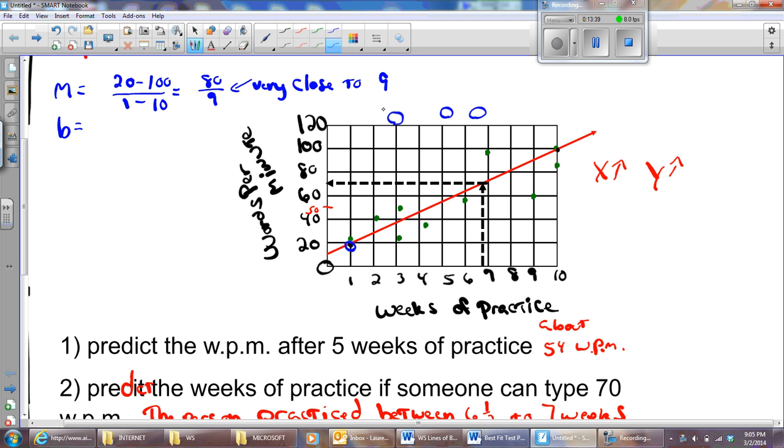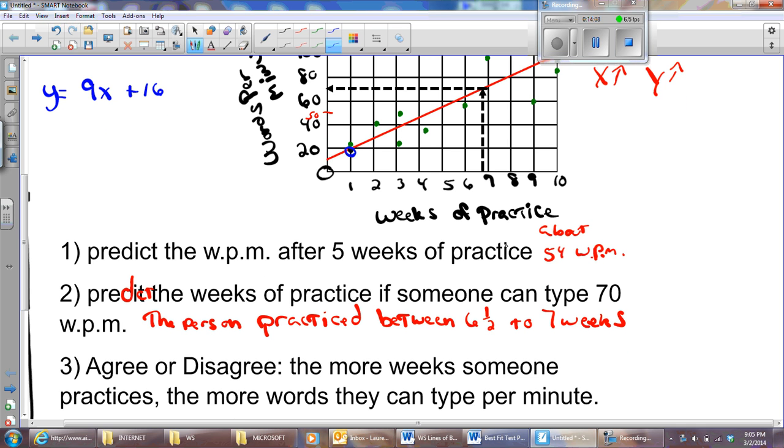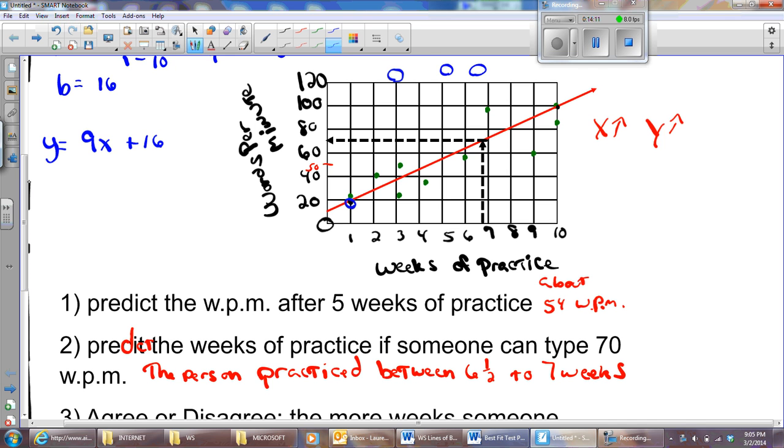Okay, now the y-intercept looks like it might be about 16. And so my equation is y equals, I'm going to use 9x plus 16. Now, this equation can be useful for predicting the words per minute for a number of weeks of study. For example, I said 5. Let's see what the equation comes up with. Well, y equals 9 times 5 weeks of practice plus 16. So then y is going to equal 45 plus 16, which is going to be 61.